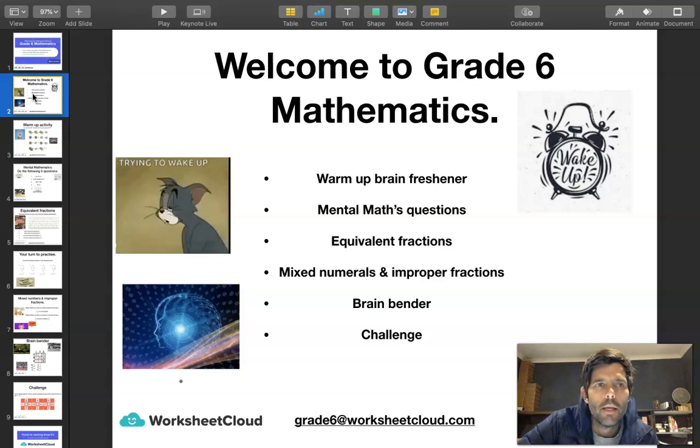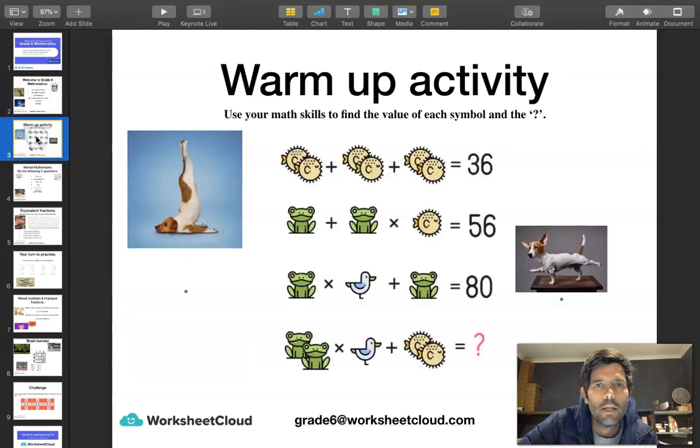First up today is your warm-up activity, and your warm-up activity looks like this. So by now you should know that you need to work out the value of each symbol, including the pink question mark at the end. Right, good luck and off you go.